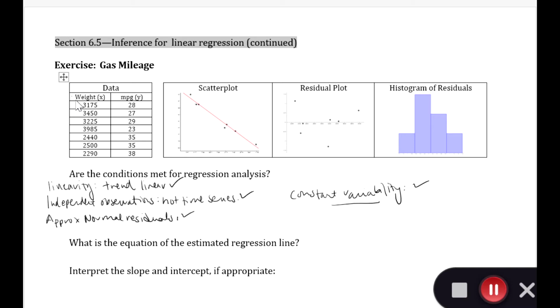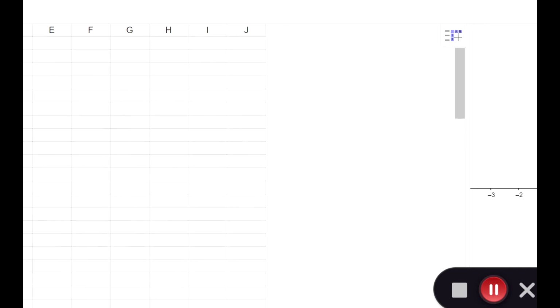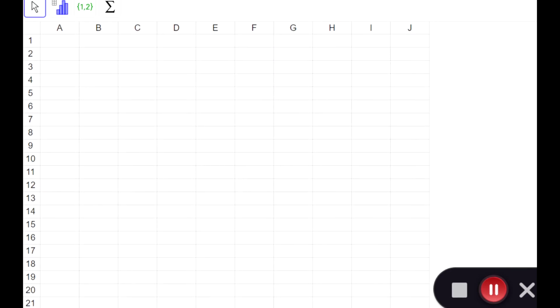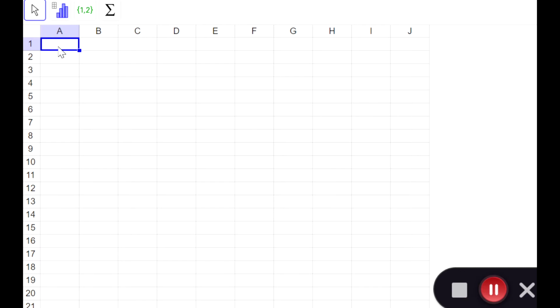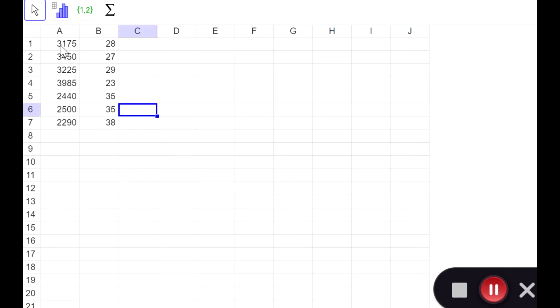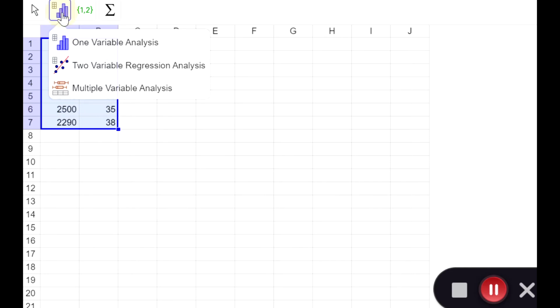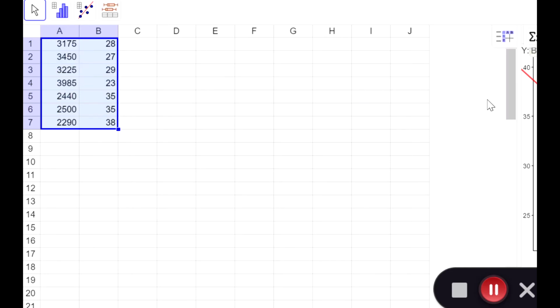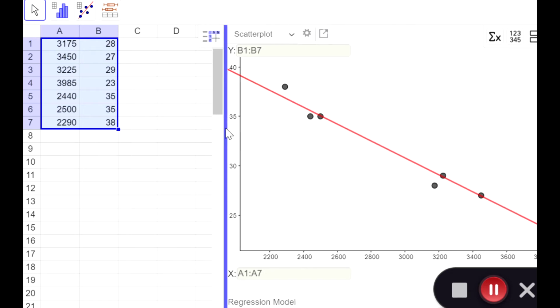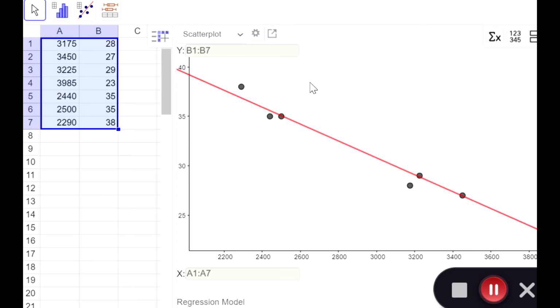So we want to find the regression line. I'm going to highlight this table and copy it and put it in my spreadsheet on GeoGebra. Okay. So I come here and I highlight them, and I come to two variable regression. Let's get the window so we can see everything. And you can see more closely, you can see the data.